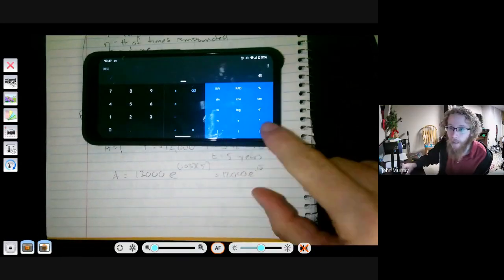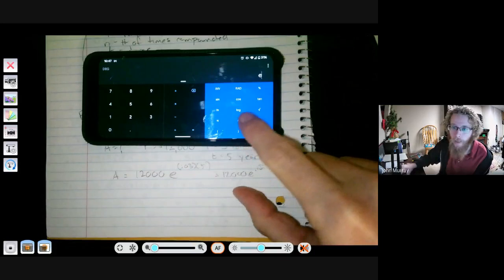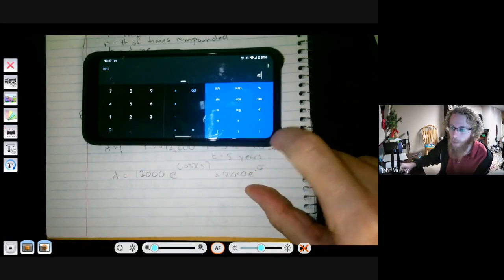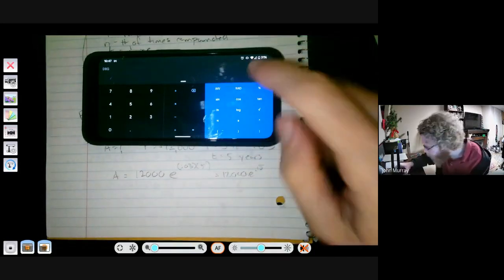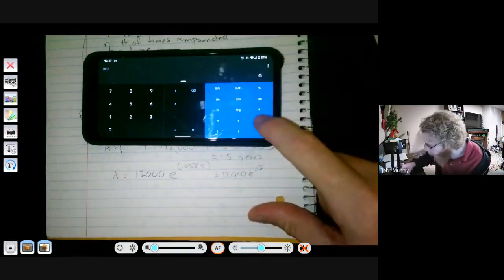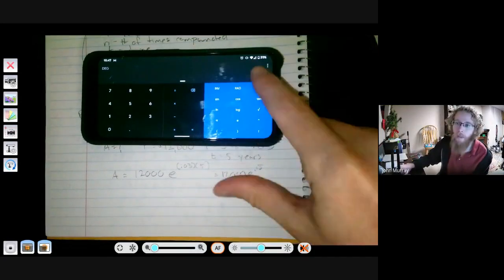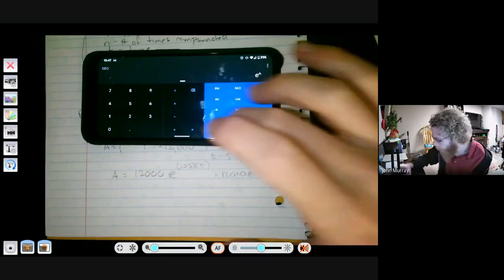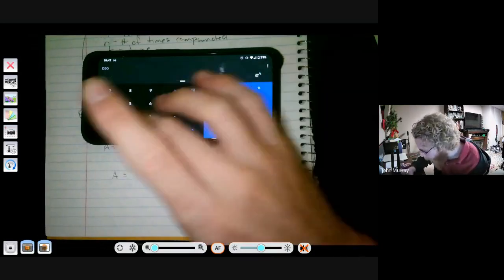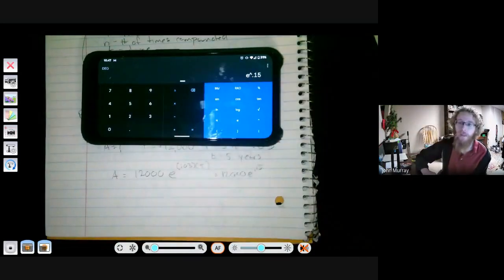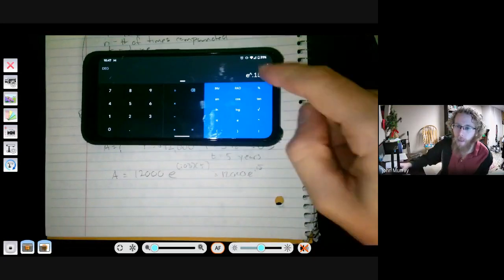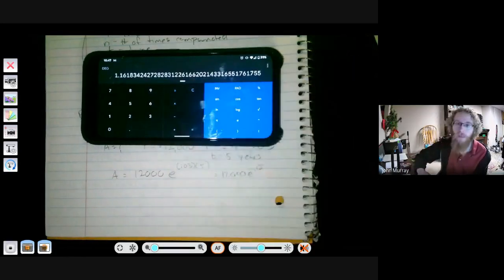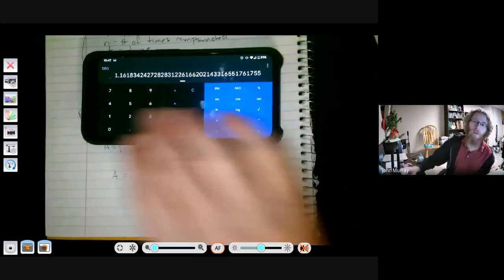So I would do e. This one doesn't have the exponent there, so I'd hit that little caret button to give me the exponent. And then 0.15. All right, and that's equal to, so with e, you're going to get a crazy decimal. Don't bother trying to write it down, right? I mean, it goes on forever.